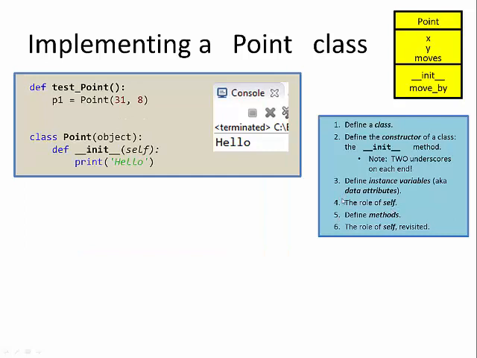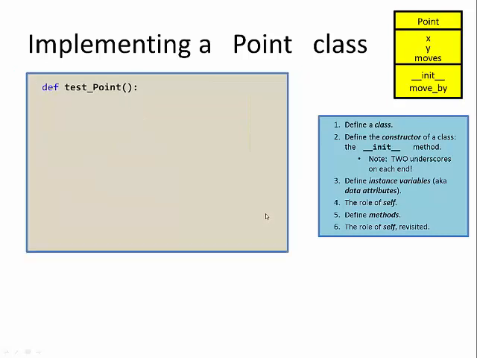So that's all there is to the constructor, the underscore, underscore, init, underscore, underscore method. We'll talk about self in just a sec, but you just write it like it says there, and you put any code you want to run when a point in this example is constructed. The next example is going to show, the next page is going to show what we do with that 31 and that 8. So let's turn to that.